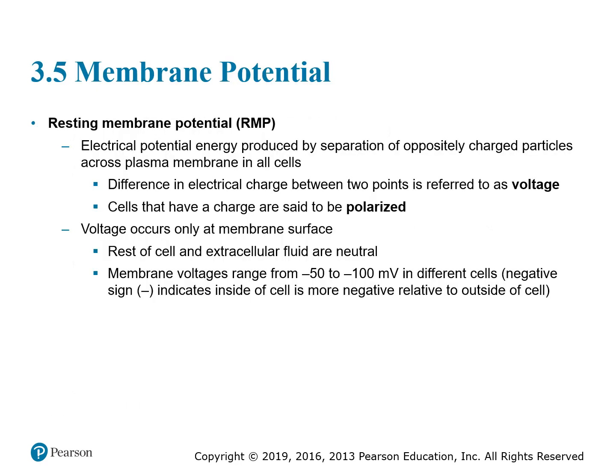So RMP, resting membrane potential. This is the electrical potential energy kind of upheld by the relationship between different ions like sodium, potassium, and chloride. A difference between 2 points is going to be referred to as a voltage, and cells that have a charge are said to be polarized because it's a differential. The voltage is only measurable at the membrane surface. The rest of the cell and the extracellular fluid are actually going to be neutral. And so these range in value from -50 to -100 millivolts in different cells, but they indicate the inside of a cell is more negative relative to the outside of a cell.